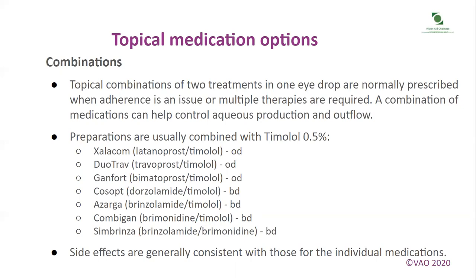Cosopt, dorzolamide and timolol twice a day. Azarga, brinzolamide and timolol twice a day. Combigan, brimonidine and timolol twice a day. Or the option of Simbrinza, which is brinzolamide and brimonidine twice a day. Side effects are generally consistent with those for the individual medications.